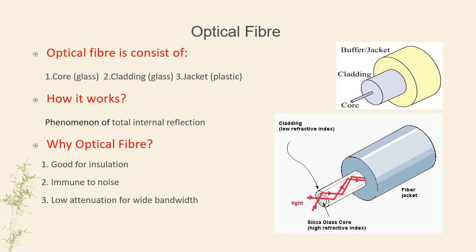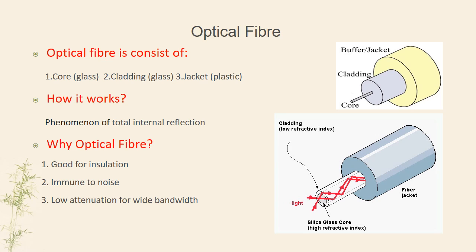It consists of three parts: core, cladding, and jacket. Core and cladding are made of glass and jacket is made of plastic. Note that cladding has a lower index of refraction than core, so light can be kept in the core by the phenomenon of total internal reflection.